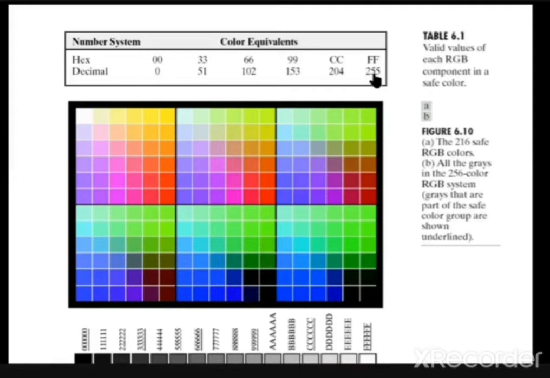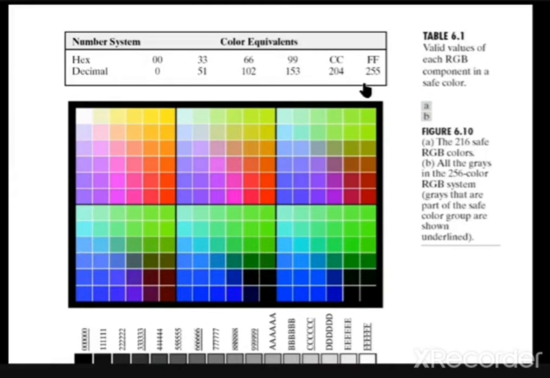The idea is like this. We use 6 different values for the combination of R, G, and B. Then can you think how many colors we get by using these 6 combinations? It is 6 raised to 3. So 6 raised to 3 yields a total of 216 colors.